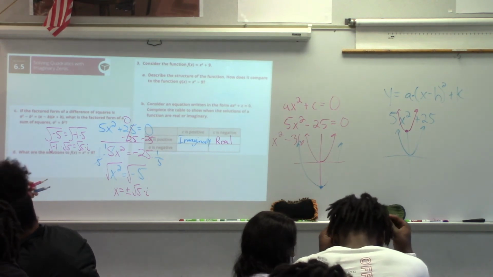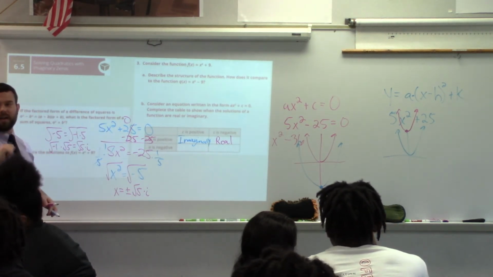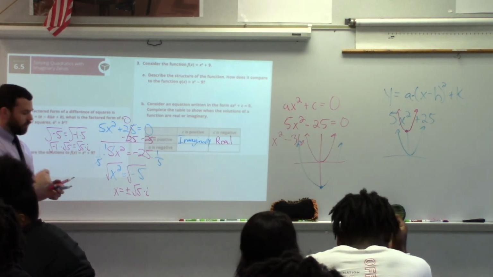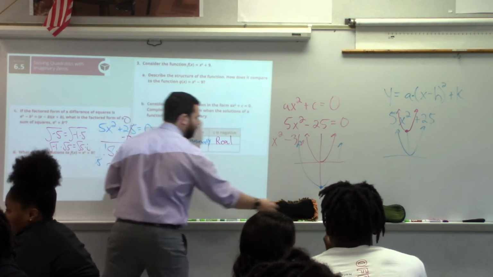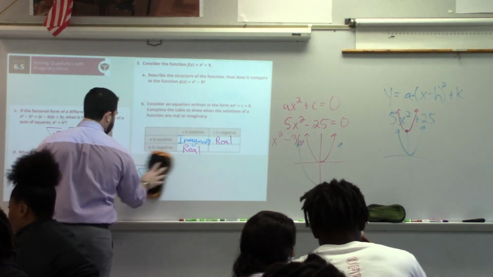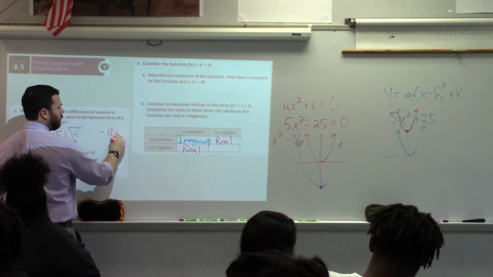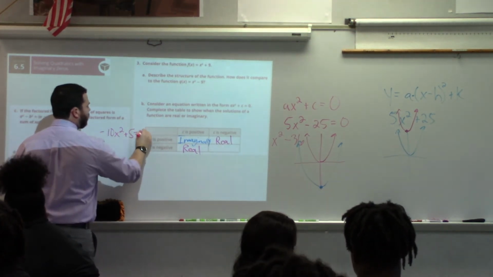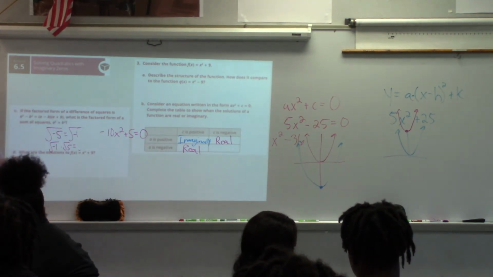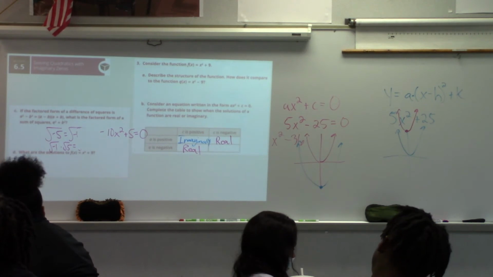Okay, who was working on a is negative and c is positive? Group 5, what did y'all say? Real? What equation did you use? Negative 10x squared plus 5, thank you, equals 0. And I want to point this out, y'all were solving this, and I came over to your group and even said, yikes, that's not going to be fun to solve. You can totally do it, right?